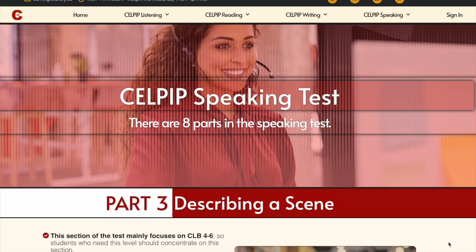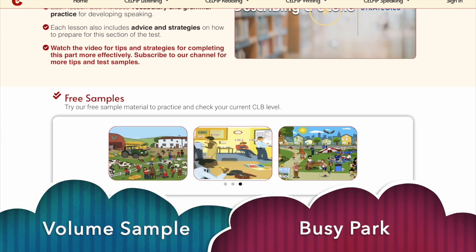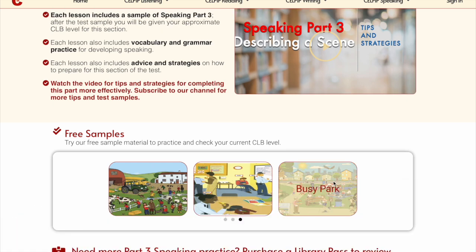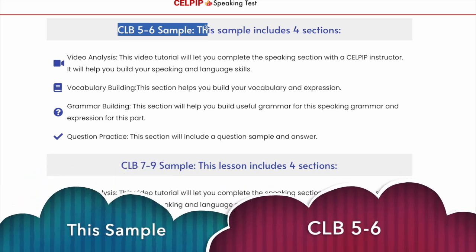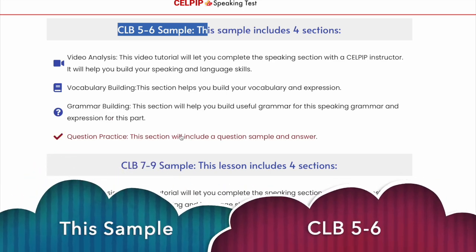Okay? So then, let's get started with today's sample, Busy Park. Everyone, I'm here in the front page. Let's remember that there's a CLB 5-6 sample and a CLB 7-9 sample. This sample will be CLB 5-6. Okay? Let's get started.